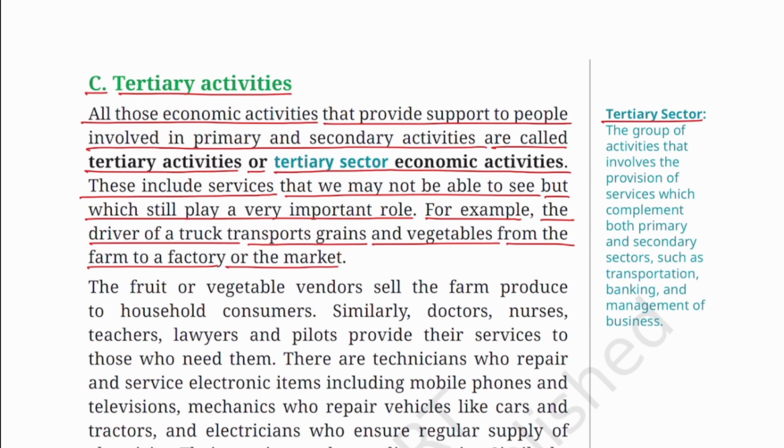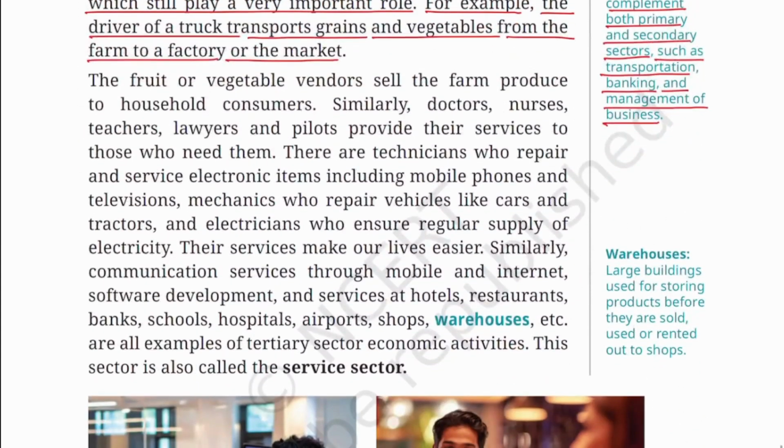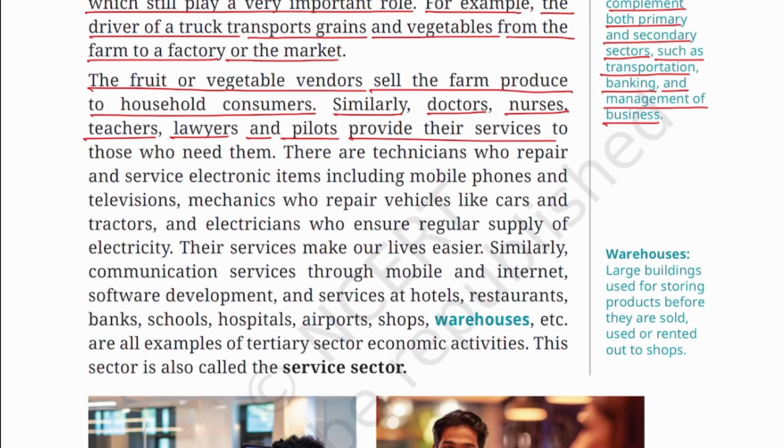Tertiary sector, the group of activities that involves the provision of services which complement both primary and secondary sectors such as transportation, banking, and management of business. The fruit or vegetable vendors sell the farm produce to household consumers. Similarly, doctors, nurses, teachers, lawyers, and pilots provide their services to those who need them.